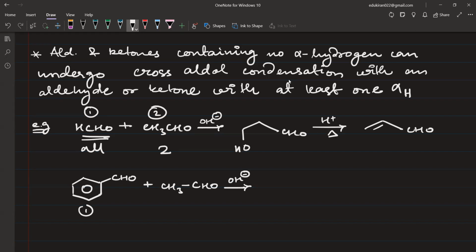ठीक है. Again, 1 and 2. All carbon किसका लेना है, 1 का या 2 का? We'll take all carbons of 1 or 2. Tell me. 1. है ना, इसका all, because it does not have this carbon atom.